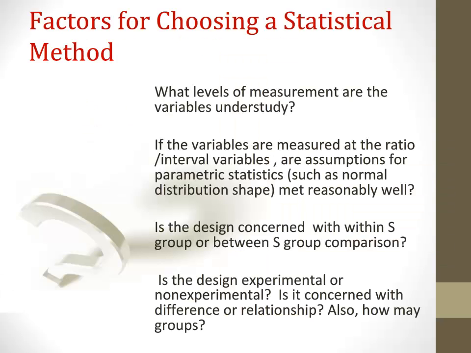Now we've identified three factors for choosing a statistical method. Sometimes the easiest way to look at these three factors is to put them in question form. When you conduct a study, you can ask the following questions. The first question has to do with the type of variable or the level of measurement. When you conduct a study, you can ask, what level of measurement are the variables in my study?